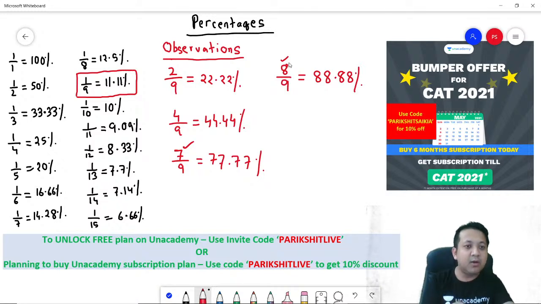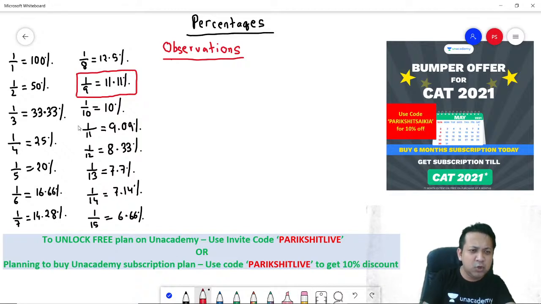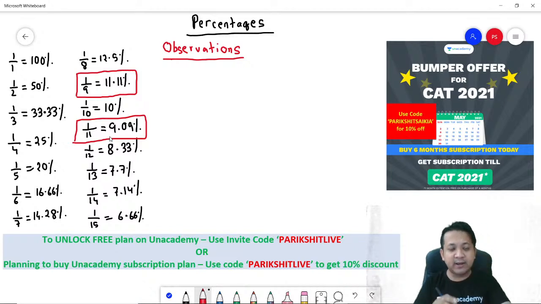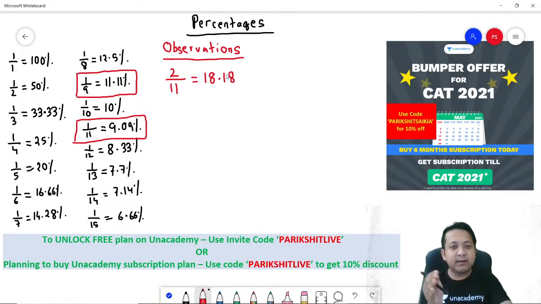So please remember, when you have 9, you got to fall in love with the number because all the 4 digits are going to be the same. Similarly, if you have digits which alternate, what do I mean? Look at 1 by 11. Can you see the digits are alternating? It is 9.09. Similarly, if you have 2 by 11, you know how much you will get? 18.18. The digits alternate.